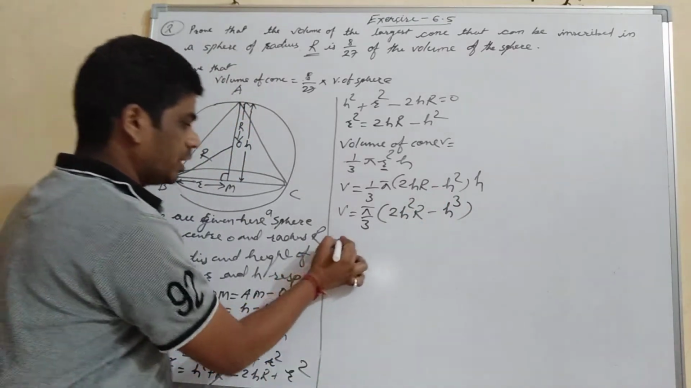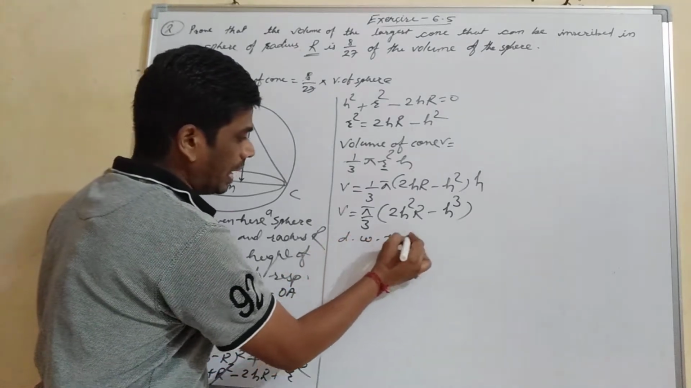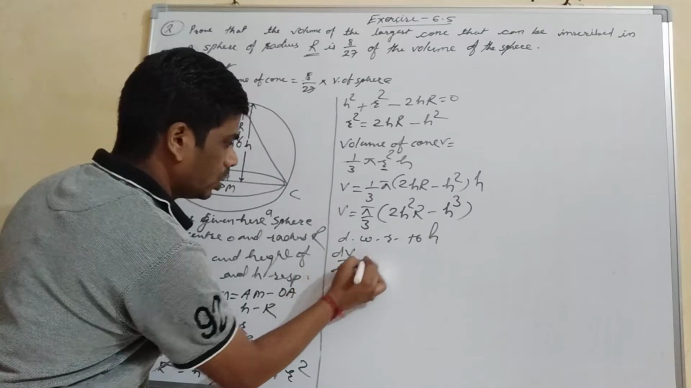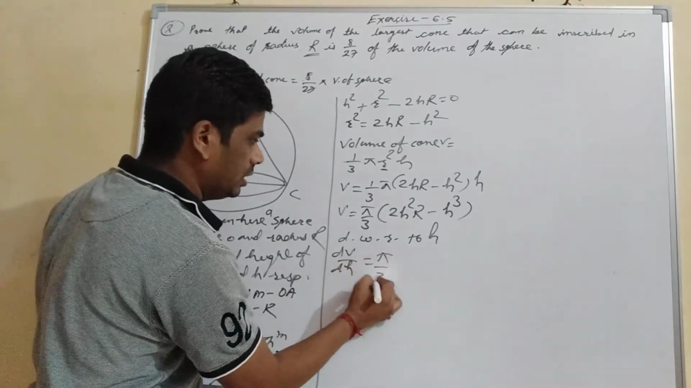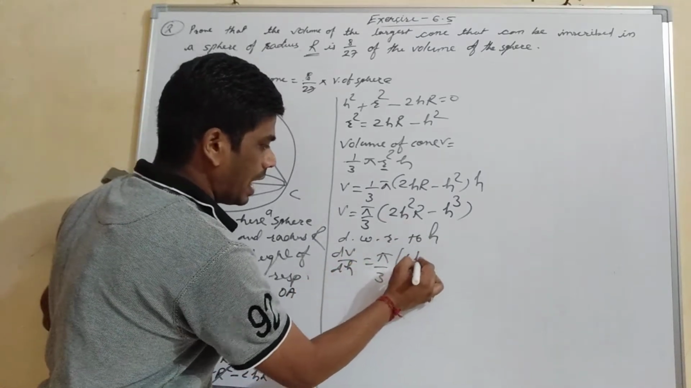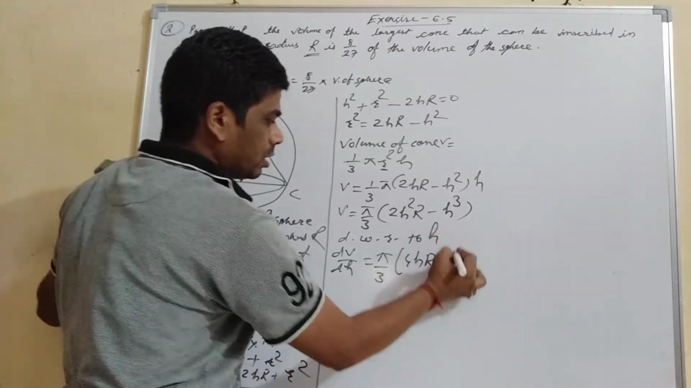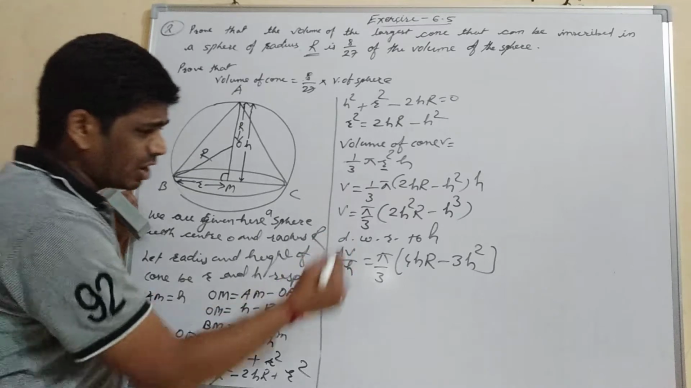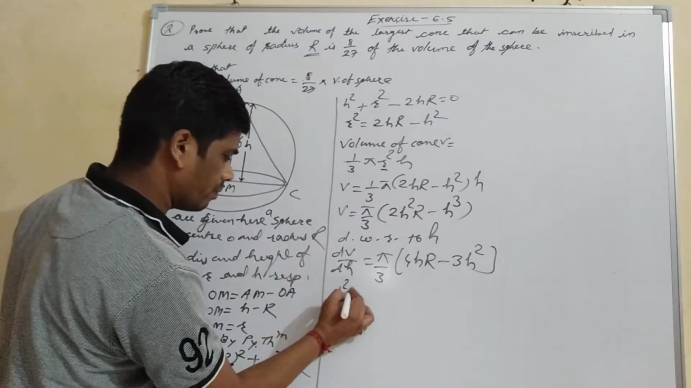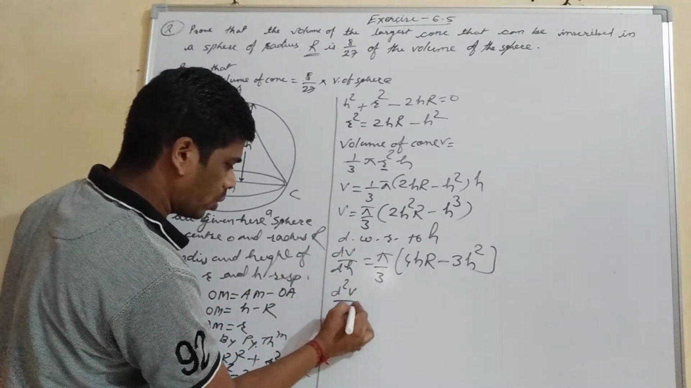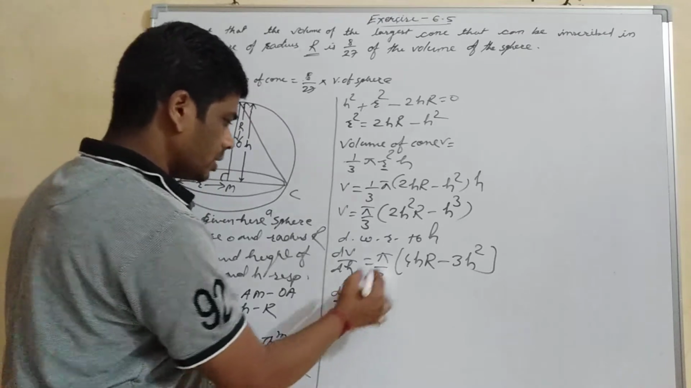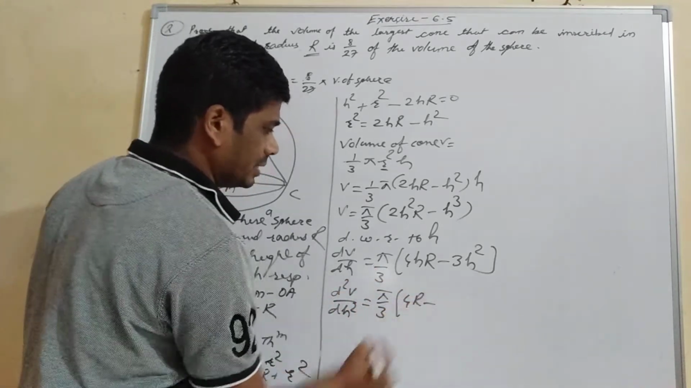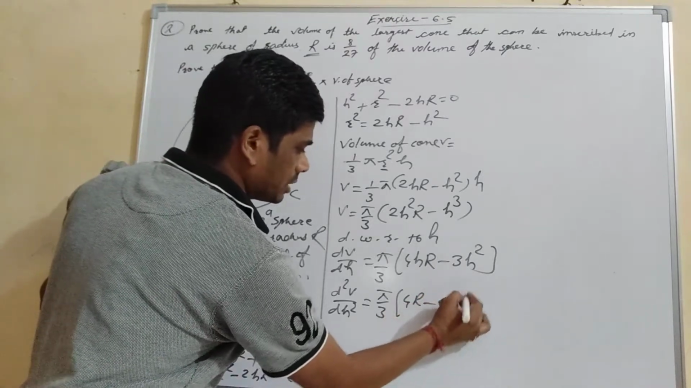Okay. Now differentiate with respect to h. So dV upon dh will be what? Pi by 3 constant. This will be 4hR minus 3h square. Okay. Again second order derivative also we will find. d square V upon dh square equal to pi by 3 will be constant. This is 4R minus 6h.